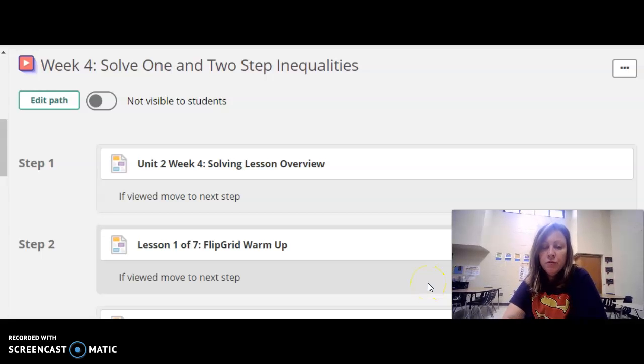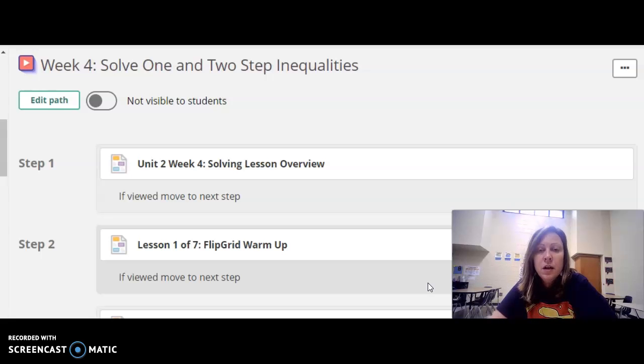Guys, and welcome to week 4 of Unit 2, where we are going to start solving inequalities. We're going to begin with 1- and 2-step inequalities this week. Next week, you'll be moving on to multi-step inequalities. Obviously, that builds, so it'll be super important that you are comfortable with this week's lesson before moving on to next week.